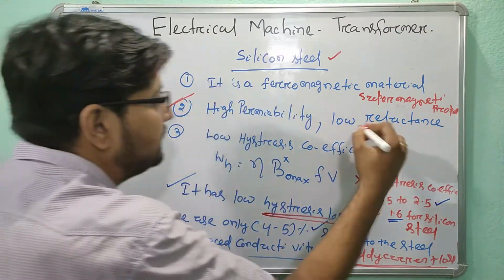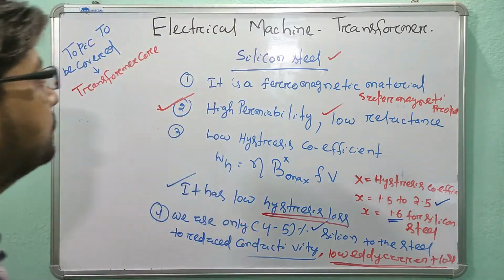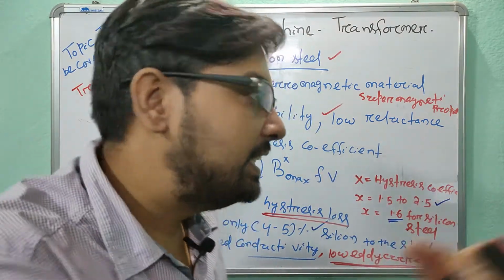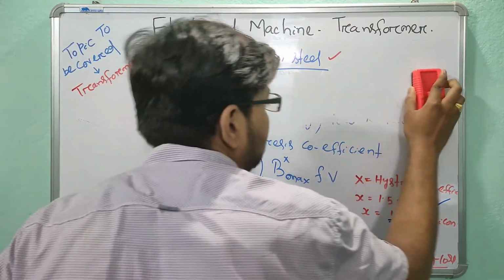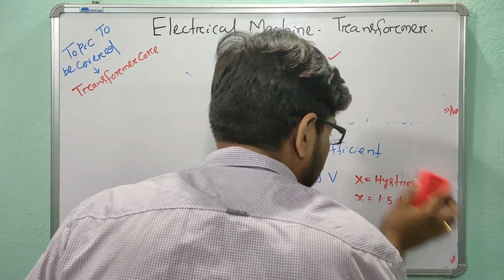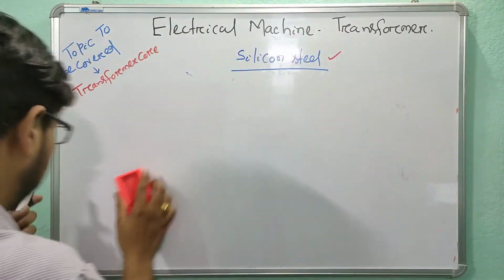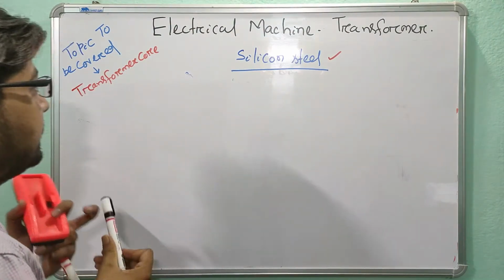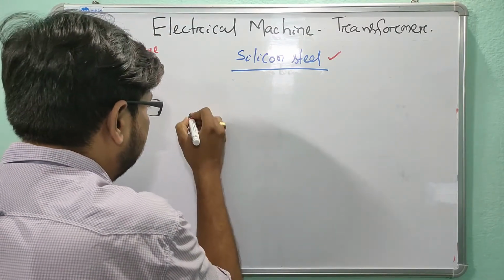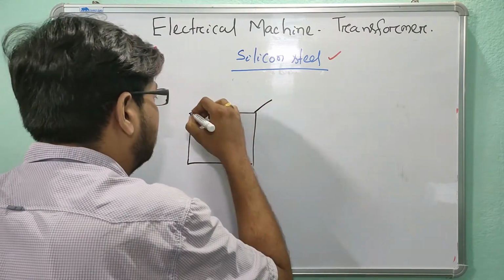Now, high permeability and low reluctance. For that we will discuss the orientation of the silicon steel. It is a body centered cubic orientation. The silicon steel has body centered cubic orientation. So what is my body centered cubic orientation? This is my body centered cubic orientation.